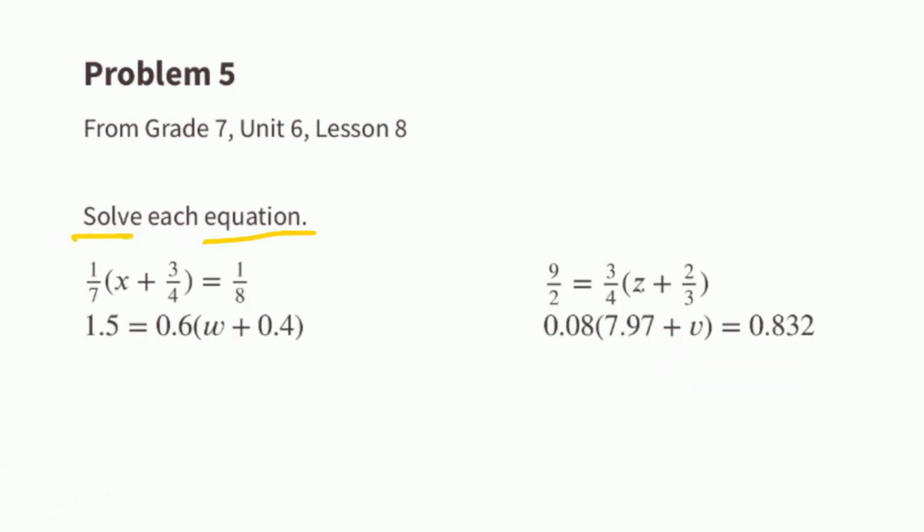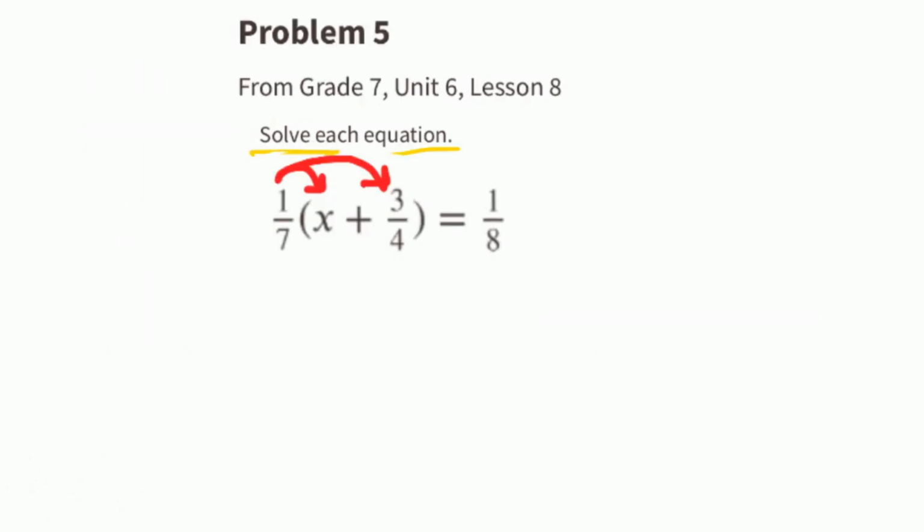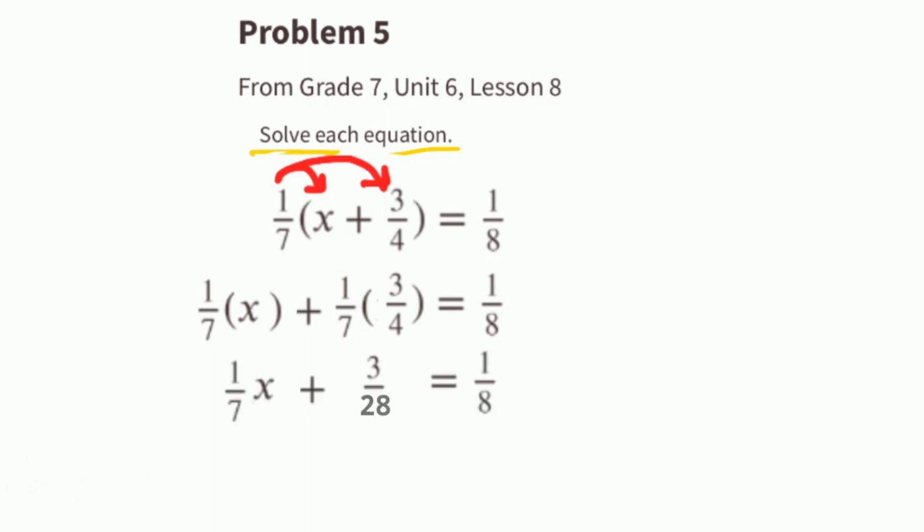Problem number 5, from 7th grade Unit 6, Lesson 8. Solve each equation. First, we need to multiply the term on the outside of the parentheses by all the terms on the inside of the parentheses. 1/7 times x plus 1/7 times 3/4. You can rewrite this as 1/7 x plus 3/28 equals 1 over 8.